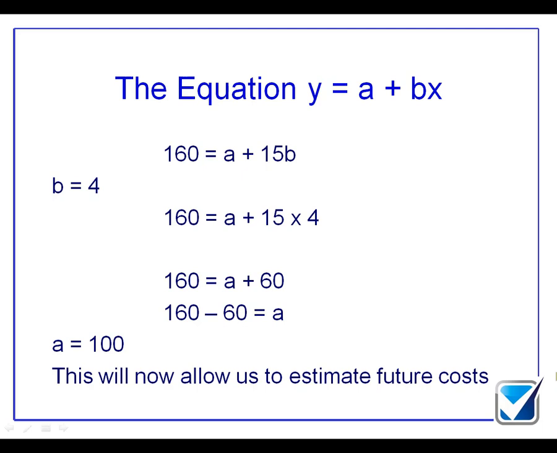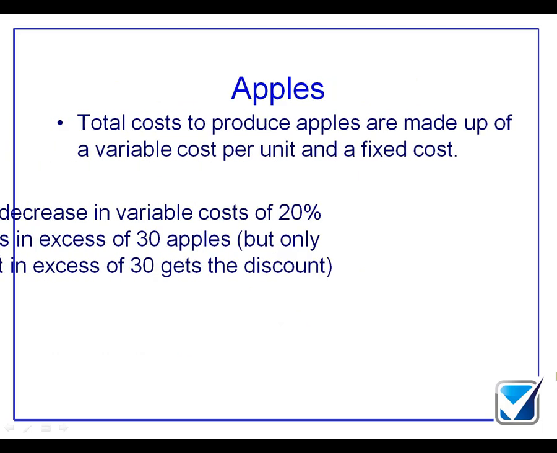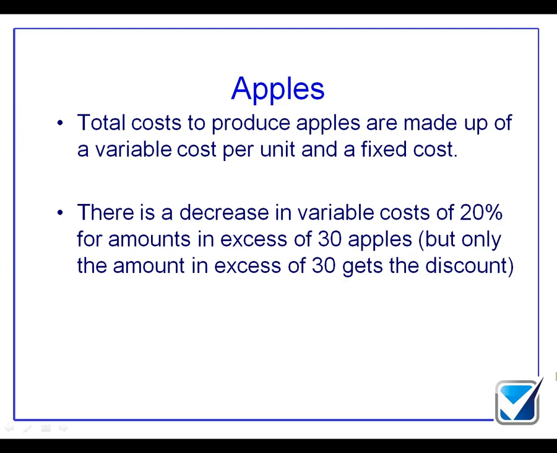Now that's the first way of varying my variable costs. So that's the first way of having my discount. The second way is if we only have a discount for future purchases. So in the oranges example, every single purchase got the bulk discount. However, now within the apples example, it's only going to be future purchases. So there's a decrease in variable cost of 20%, but only for amounts in excess of 30 apples. So we only apply the discount to anything over and above the 30 apples.